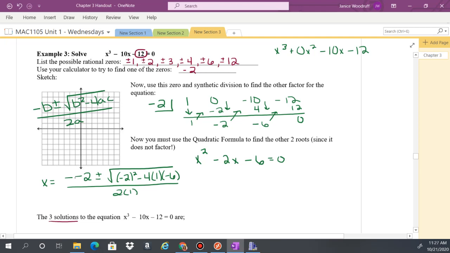So the negative here becomes plus. Then let's see, negative 2 squared is positive 4 minus 4 times 1 times negative 6. That's negative 24. So that's going to become plus. So 28 under the radical. So let's see, we've got 2 plus or minus root 28 over 2. Is that going to simplify a little bit?